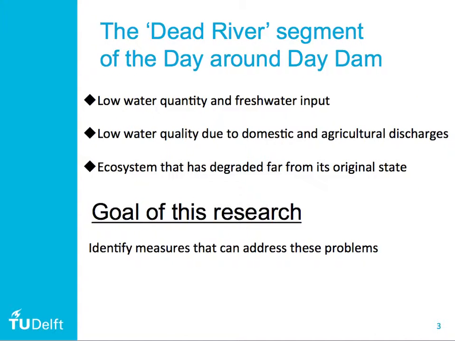I found that there is a low water quantity and freshwater input in the research area. Also low water quality due to domestic and agricultural discharges. And an ecosystem that has degraded far from its original state. The goal of my research was to identify measures that can address these problems.